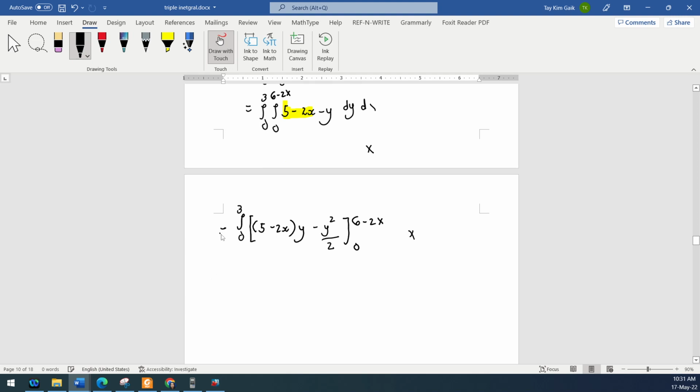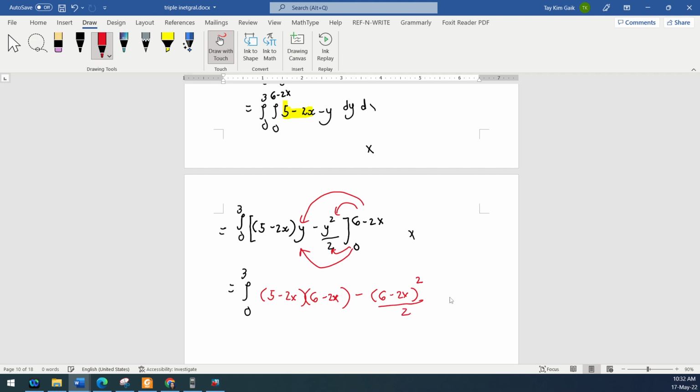So now plug in the upper limit, deduct with the lower limit. You integrate with respect to y, so please plug into y. If you plug in the lower limit, everything is 0, so you can skip the lower limit substitution. So 5 minus 2x, y is 6 minus 2x. So minus 6 minus 2x to the power 2 divided by 2. It will take a longer time to plug in and process.